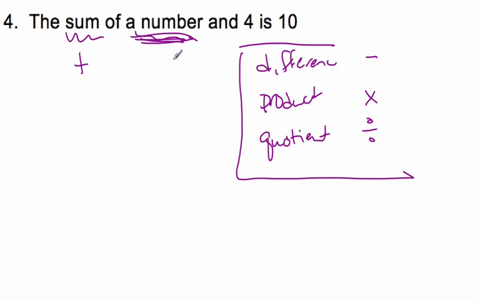This is the mystery number. So I'm going to call that number x. And it says the sum of my number and 4. So the sum of x and 4 is 10. So the sum of a number and 4 is 10.